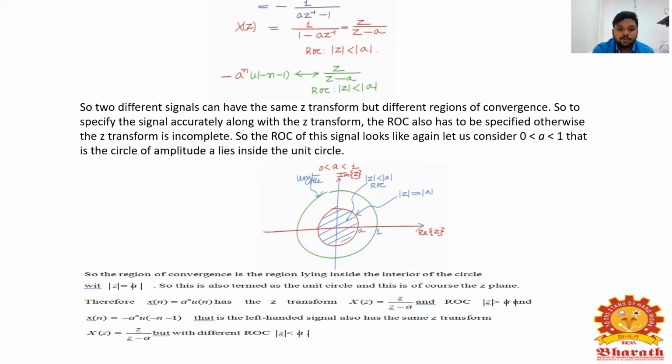So for a power n u of n, we got the same z transform and different ROC, that is modulus of z greater than a. For minus a power n u of minus n minus 1, we got the same z transform value but different ROC, that is modulus of z less than modulus of a. So for a power n u of n, modulus of a is less than modulus of z, and we got the diagram where the circle of amplitude lies outside the circle. For minus a power n u of minus n minus 1, that is a left hand signal, we got the same z transform with a different ROC as modulus of z less than modulus of a. We got the circle of amplitude lies inside the unit circle. So that is the difference.